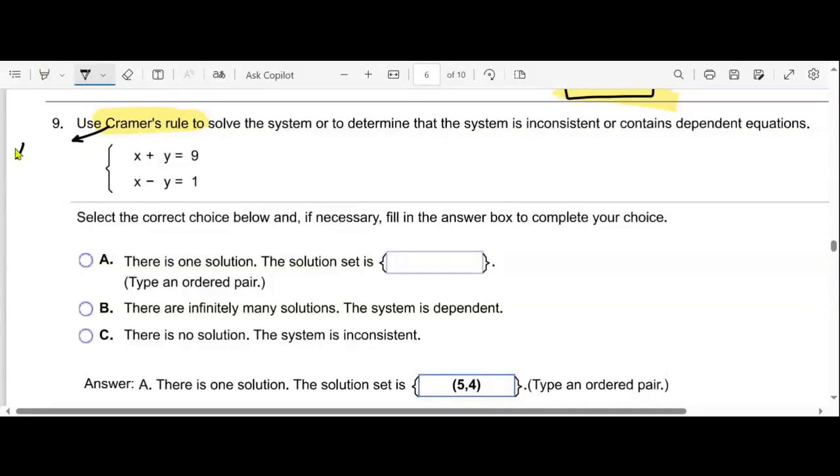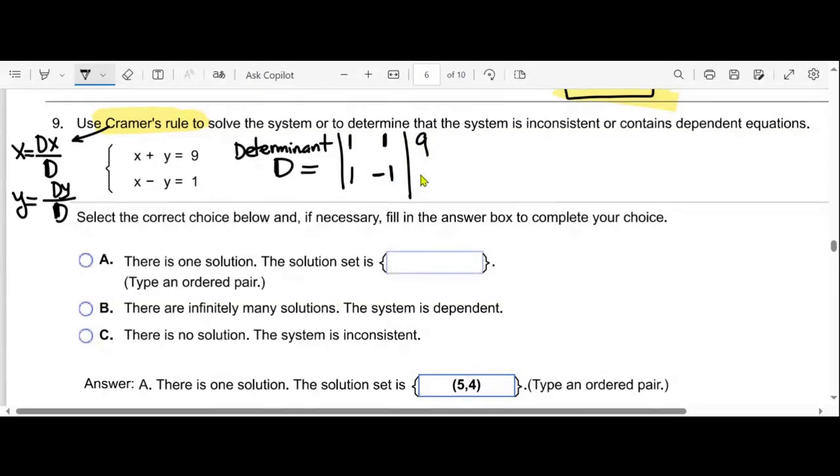Do you remember the rule for Cramer? x equals dx over d, and y equals dy over d. What is d? D means determinant, right? We abbreviate it by writing d. So how can I get the determinant? We write the coefficients. What's the coefficient here? 1, 1. And here? 1, negative 1. And the constants are 9 and 1.